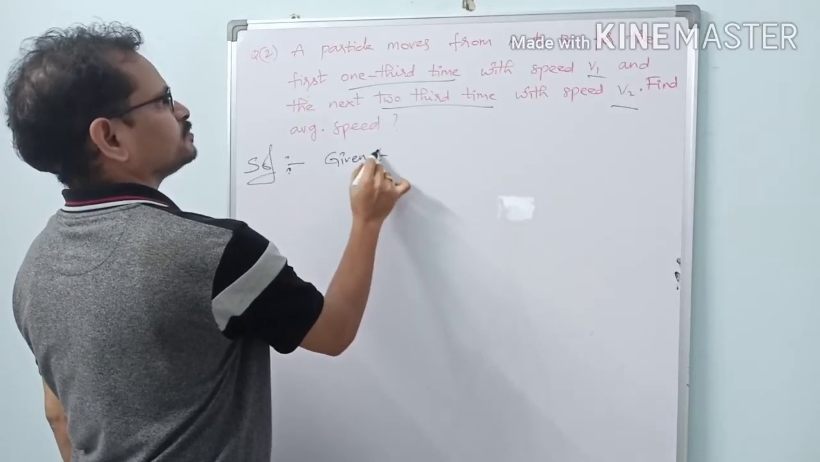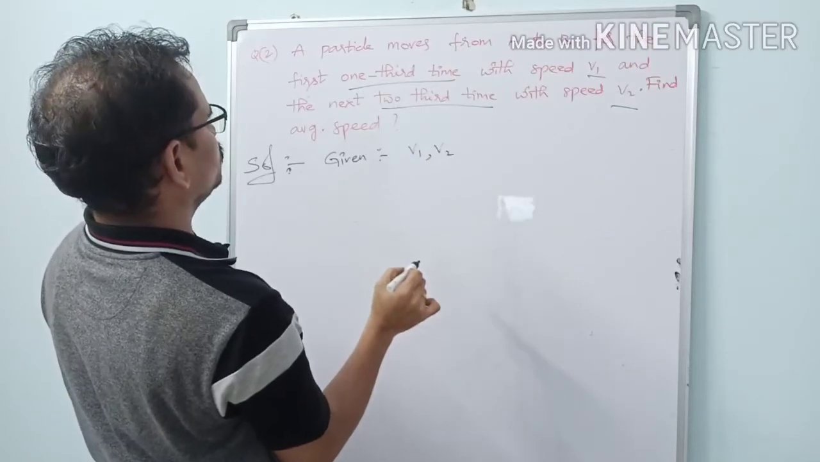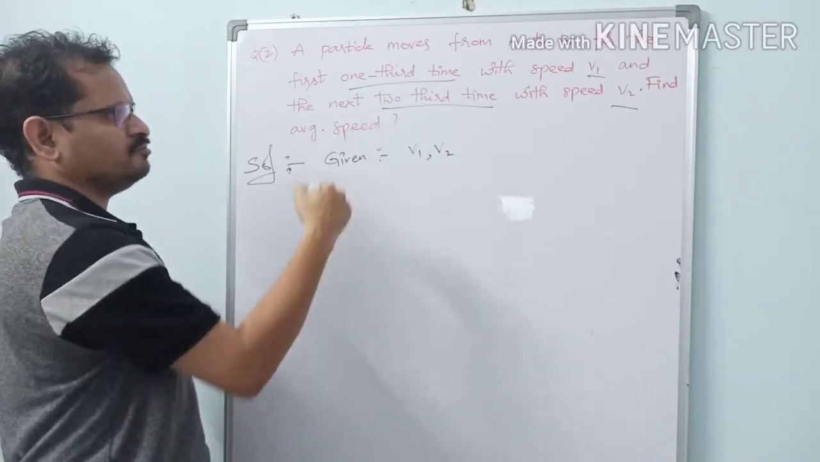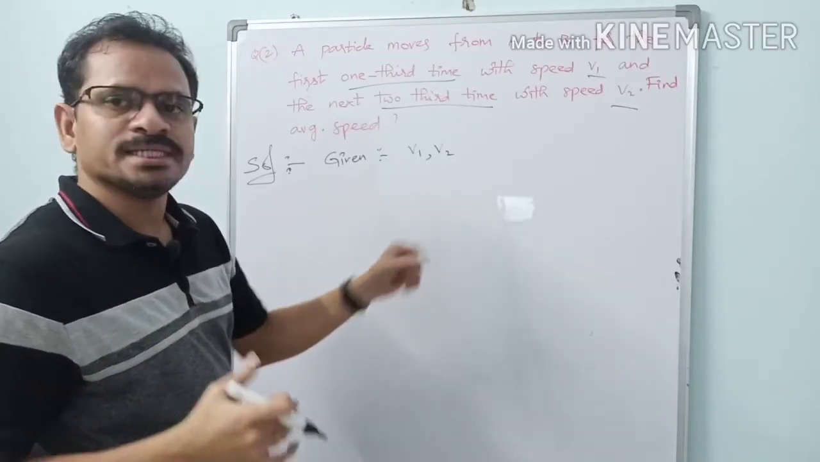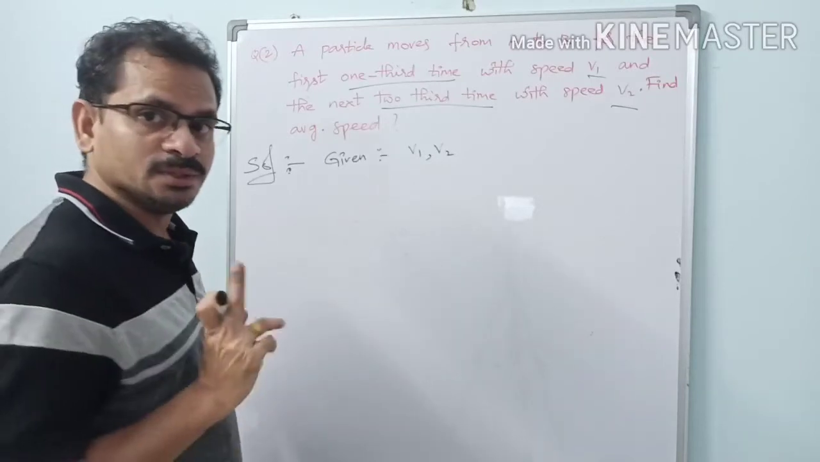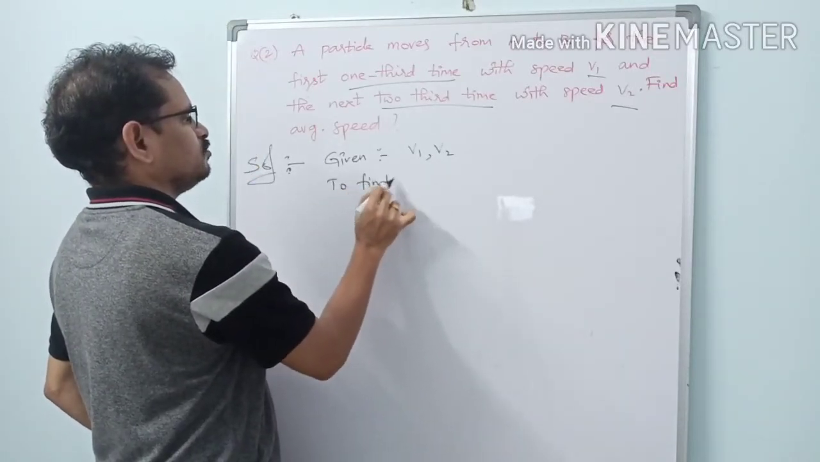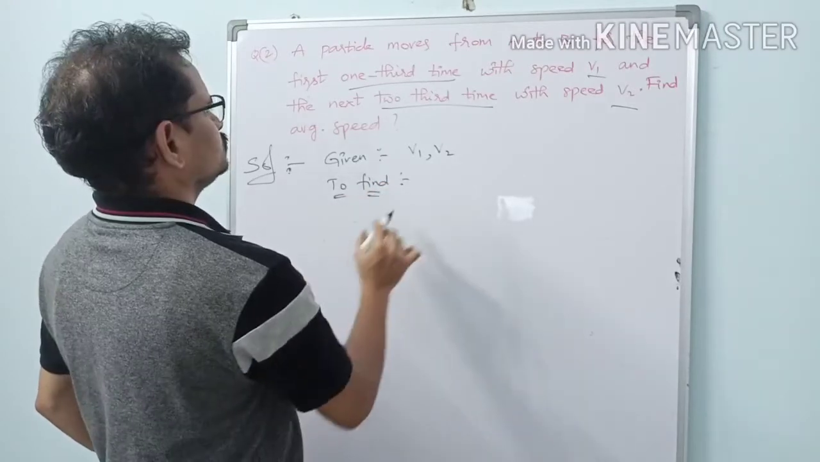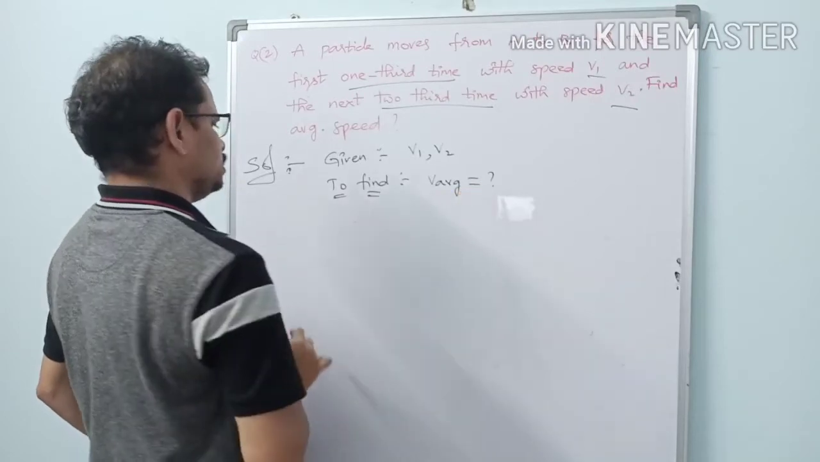What are given? v1, v2, yes, two parts of journey, v1 and v2. In first part of journey it is moving with a constant velocity v1, in second part of journey it is moving with a constant velocity v2. So it is uniform motion. So what we have to find here? Average speed, v average equal to how much?